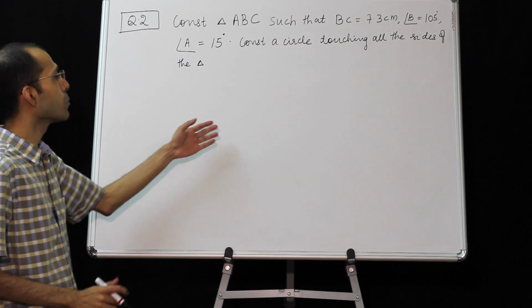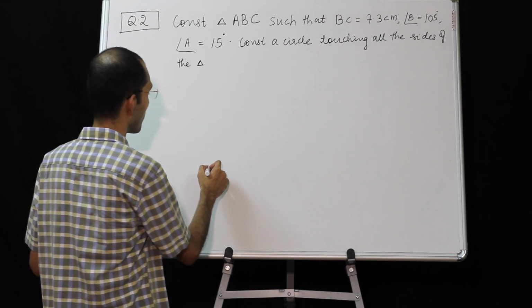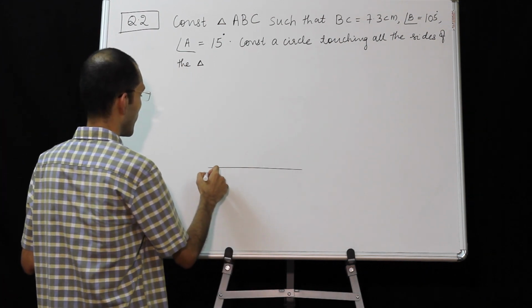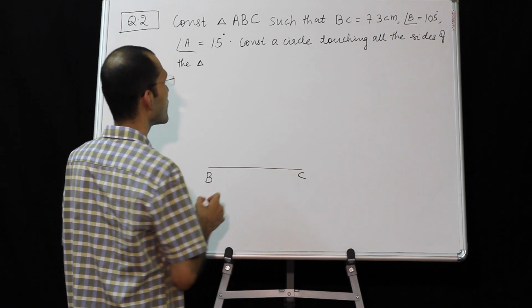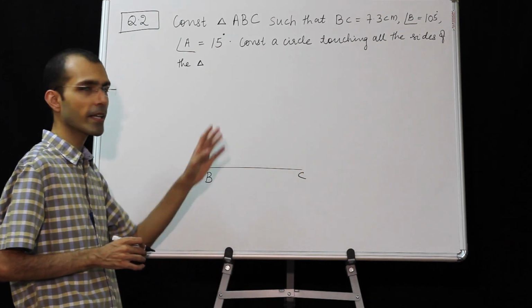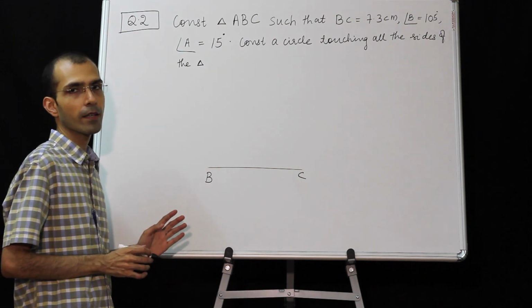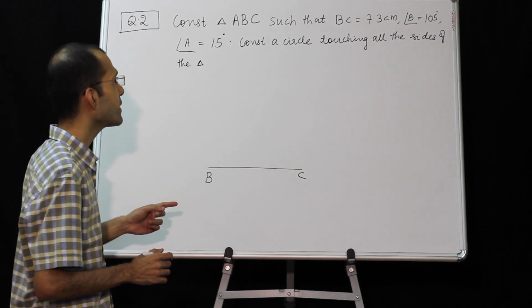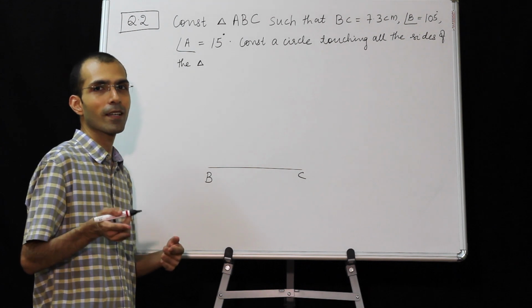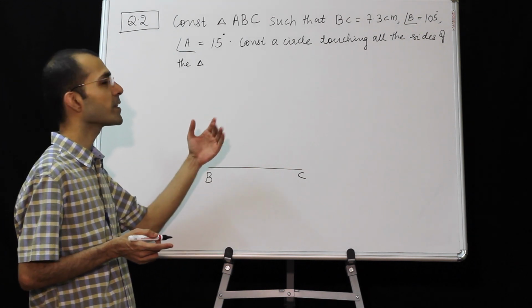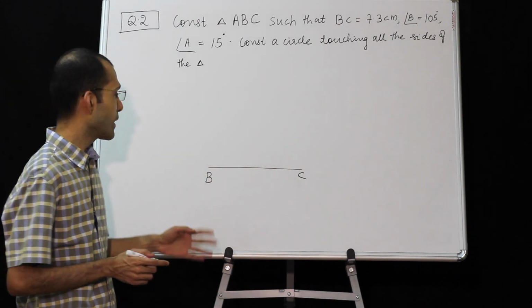So what do we do? We first draw BC as 7.3. Since it is an opening segment, we can draw directly with scale. Angle B is 105. Now 105 degrees is a multiple of 15. That means it can be drawn with a compass.